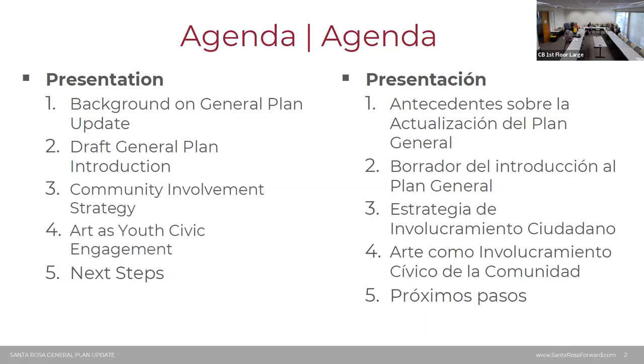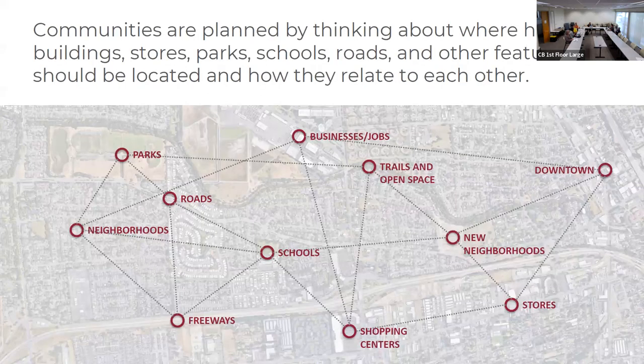So just for people who are not familiar with planning, what we do in the planning department, and what planners in general do, is we think about how to plan communities. And what does this mean? Basically, where are we going to place parks, jobs, housing, different types of shopping spaces, entertainment, and in this case, art too, right?